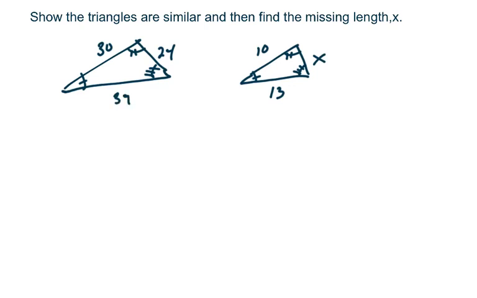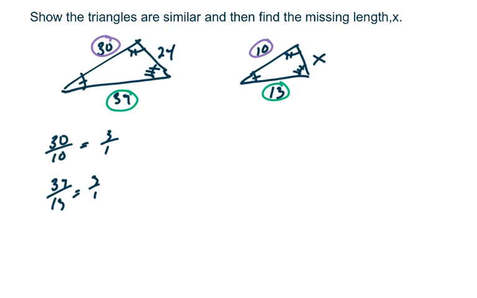I'm already telling you that we're going to check to see that they're similar. So first thing I want to do is look at these to see if we get the same ratio. So I'm going to match 30 to 10 and 39 to 13. So those are the 2 I know. I don't know 24 and X because we don't know what X is. So I'm going to say 30 over 10 equals 3 over 1. And then I'm going to check 39 over 13 is also 3 over 1. So I'm going to say yes, they're similar because they have a corresponding ratio of 3 to 1.